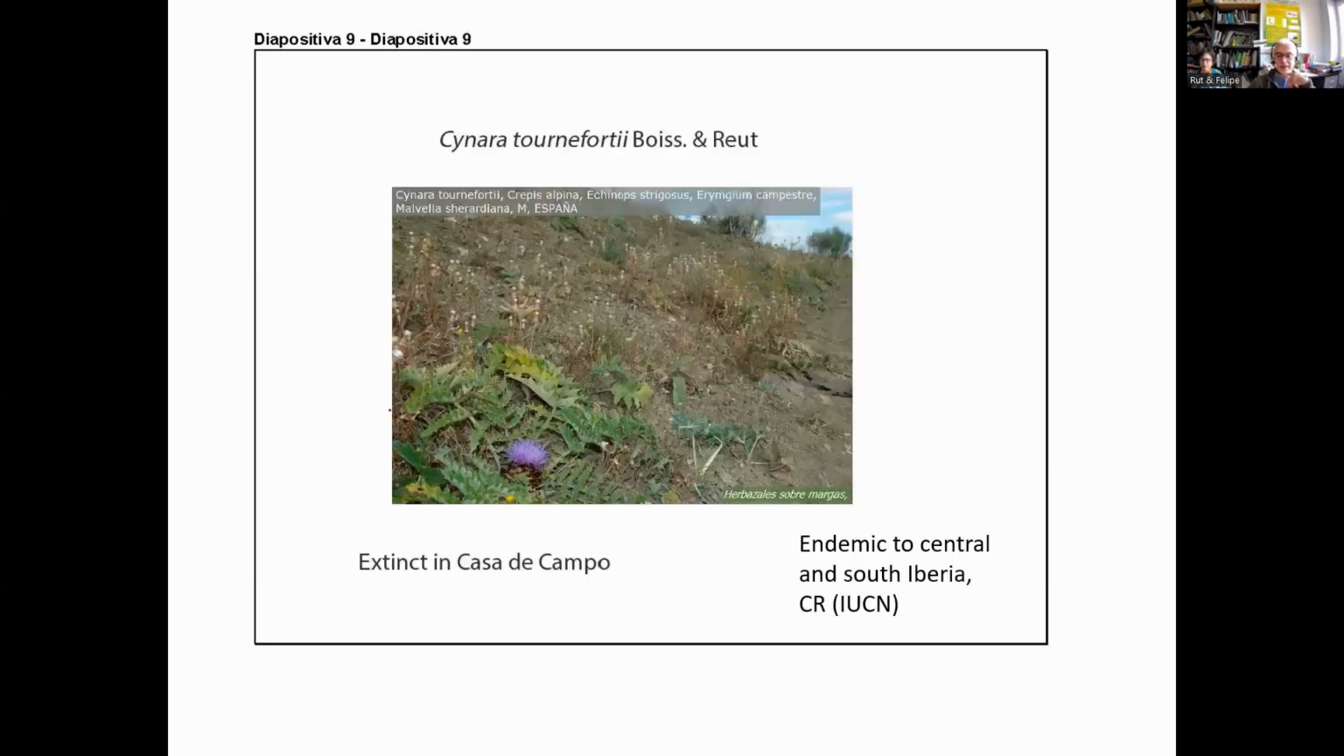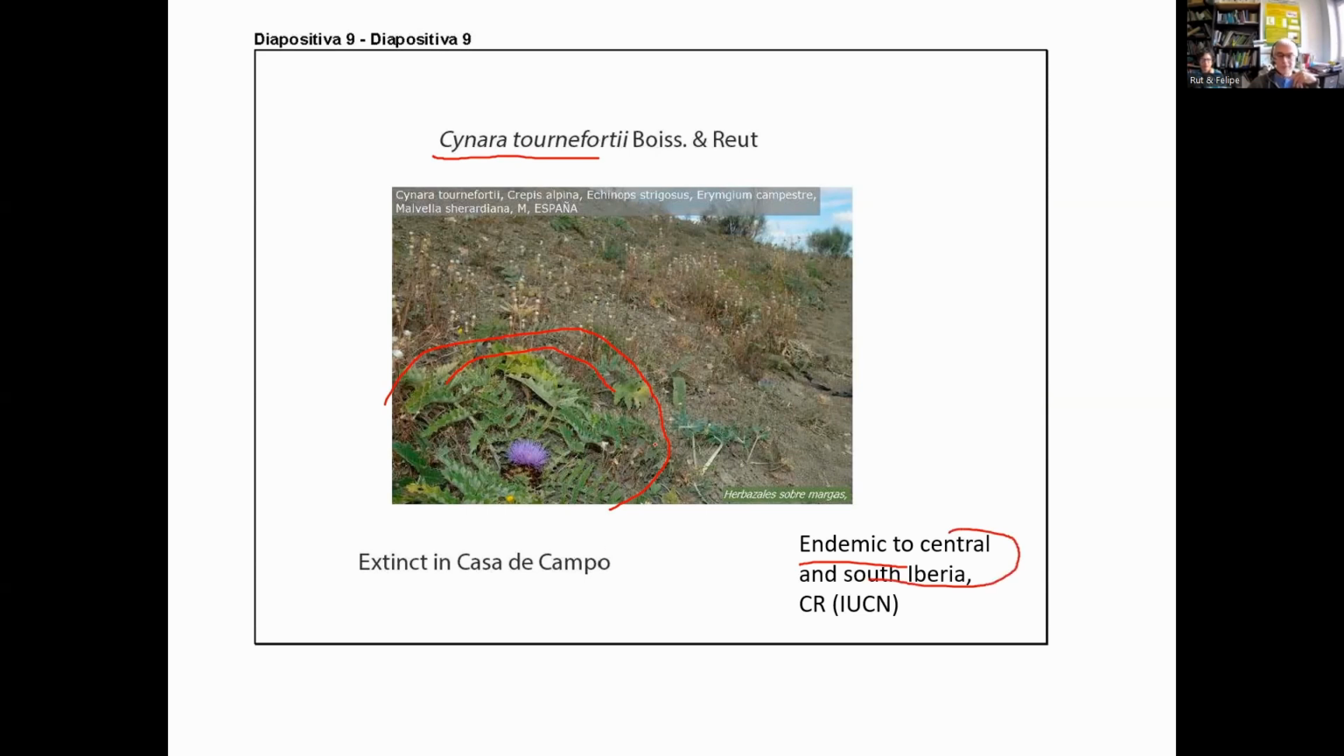Another one is this one, Finara 1240. I didn't call the name, but it's not important. The names in botany are not important, sorry about it. This plant is called Finara 1240. It's endemic to Iberia, endemic to Spain, with only 4 or 5 populations across the whole country.